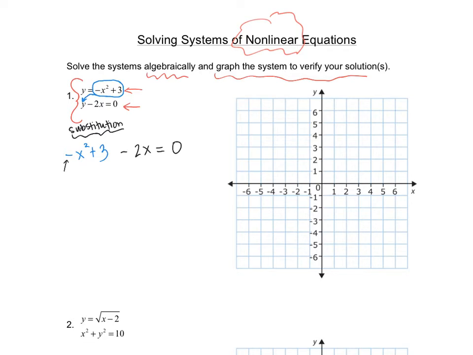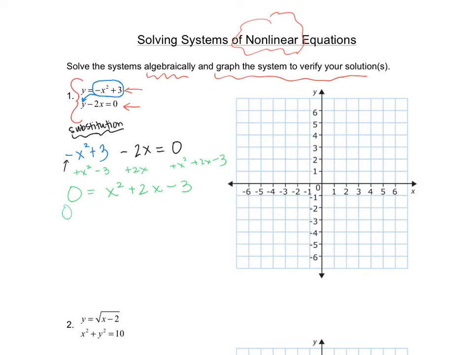Now I don't like the negativity in there, so I want to move everything to the other side of the equation. So that's going to be add the x squared over, minus the 3, add the 2x. So again, that's x squared, add the 2x, minus the 3. So I have x squared plus 2x minus 3. And that's a quadratic equation. You can solve that by using the quadratic formula or by factoring.